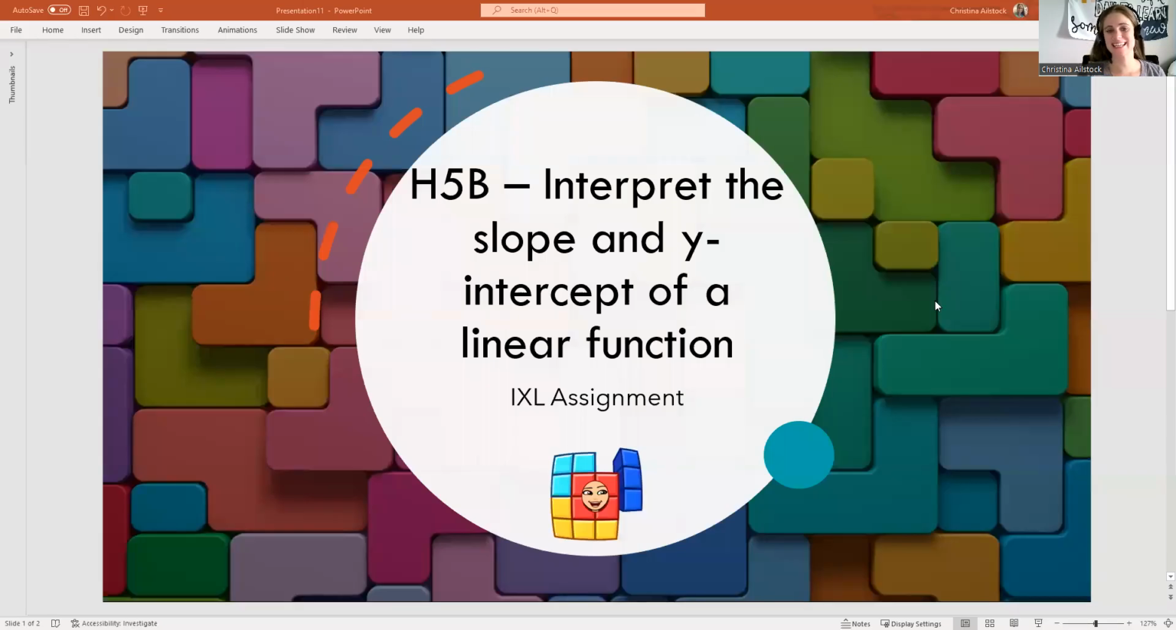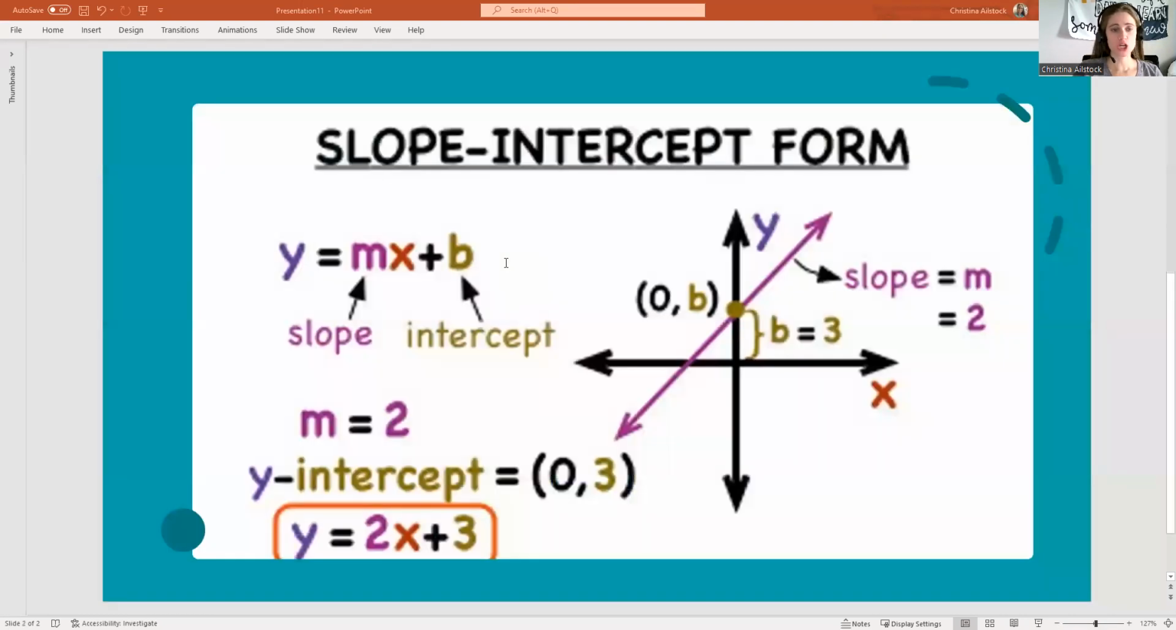Hey everyone, today we are going to work on interpreting the slope and y-intercept of a linear function. And this lines up with IXL assignment H5B.